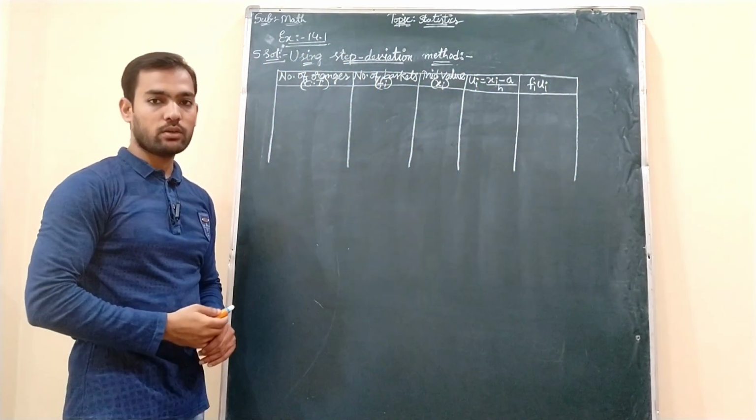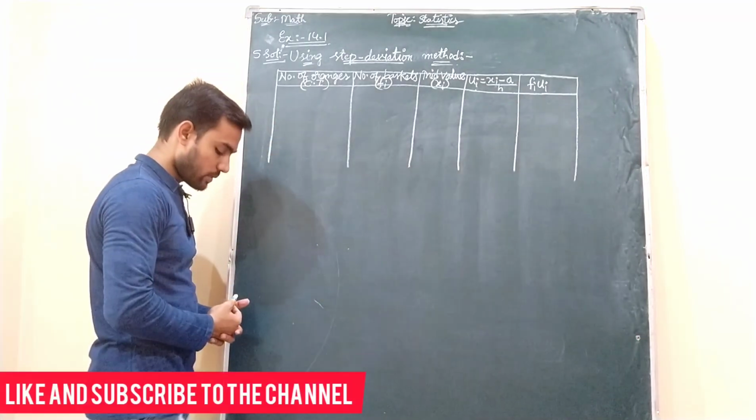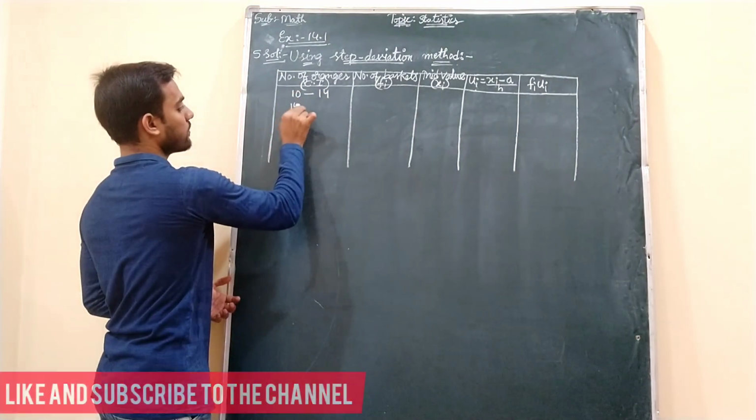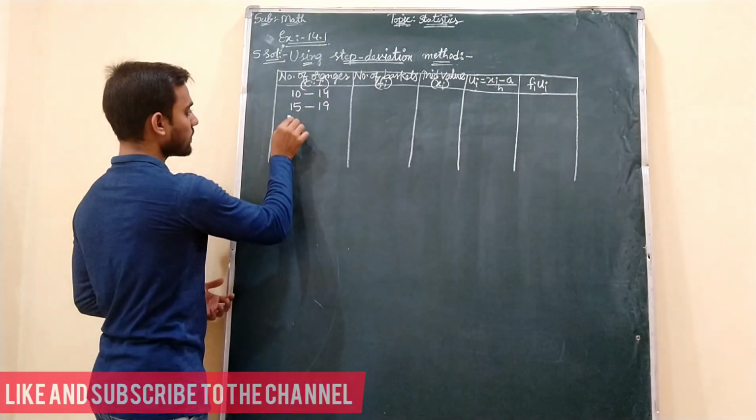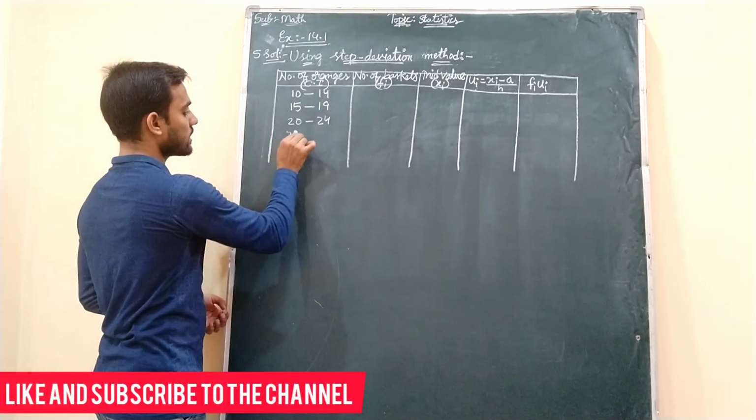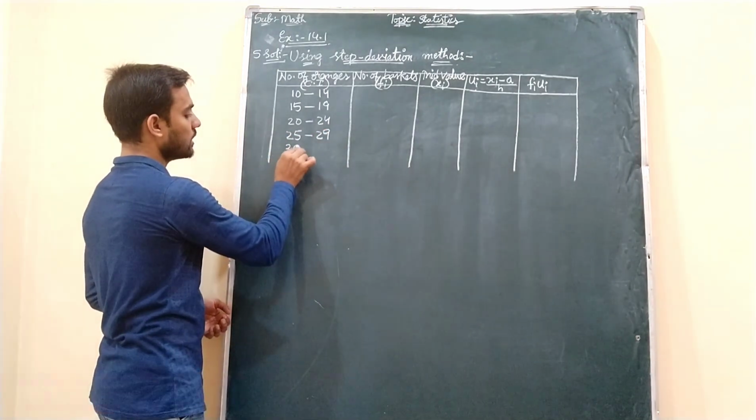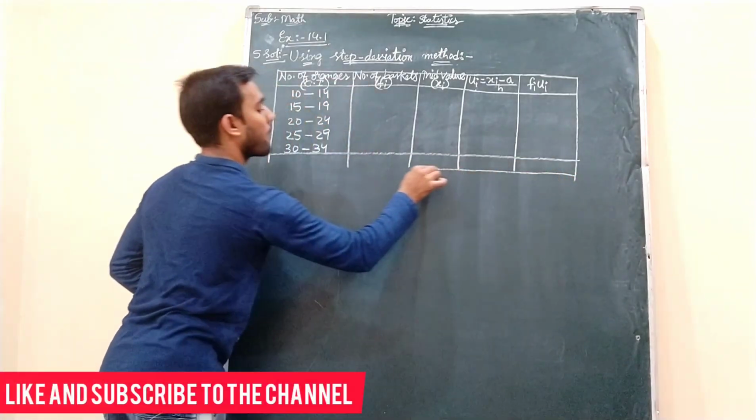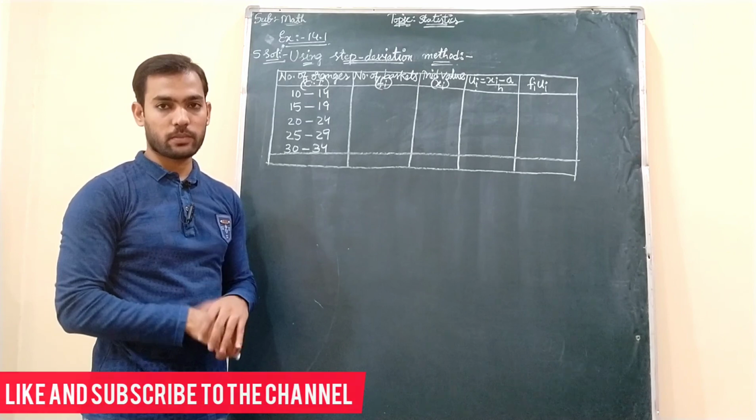Okay students, so now we will proceed to write the number of oranges which is given in the question. Number of oranges: 10 to 14, then 15 to 19, then 20 to 24, next 25 to 29, and then 30 to 34. This is the class interval given in the question, which is nothing but number of oranges.